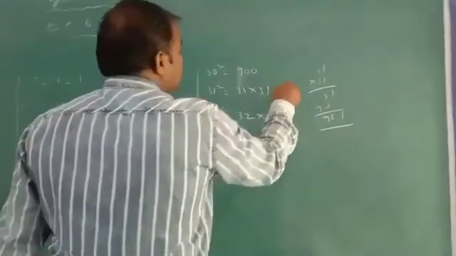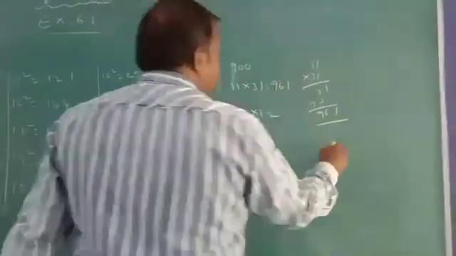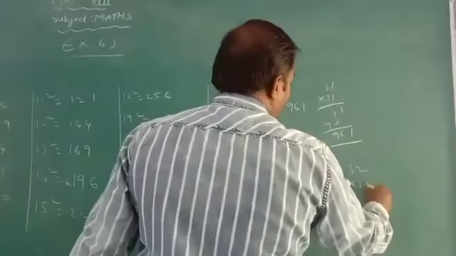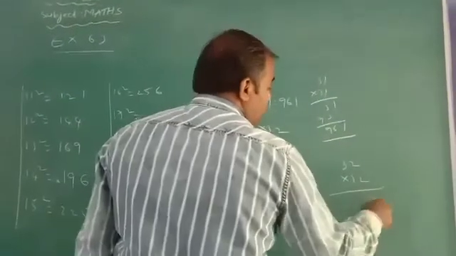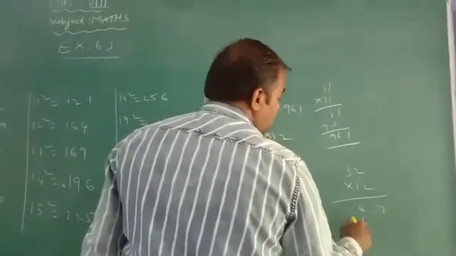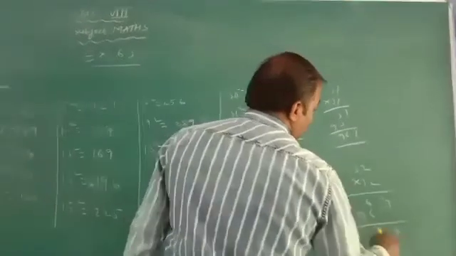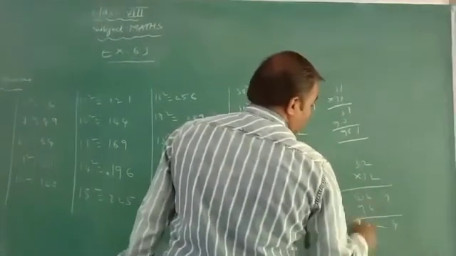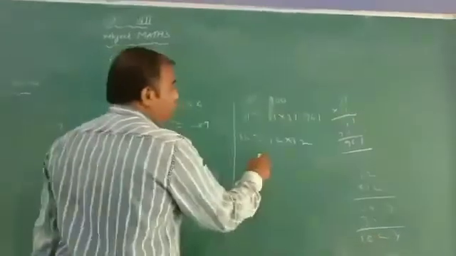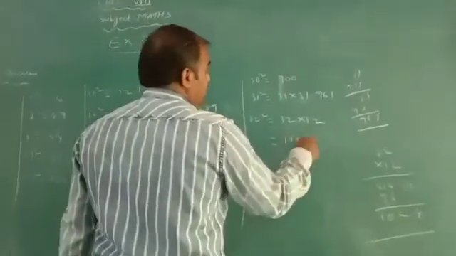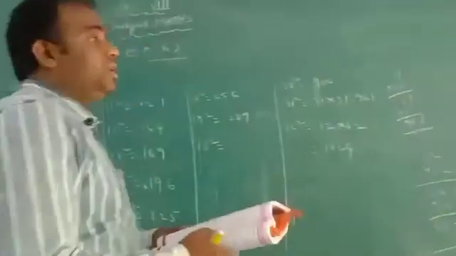This is 961. Next 32 into 32: 2 2 4, 2 3 6, 0 6 3 3 9, 4 6 plus 6 12, 1 carry. This is the 4 digit least perfect square.